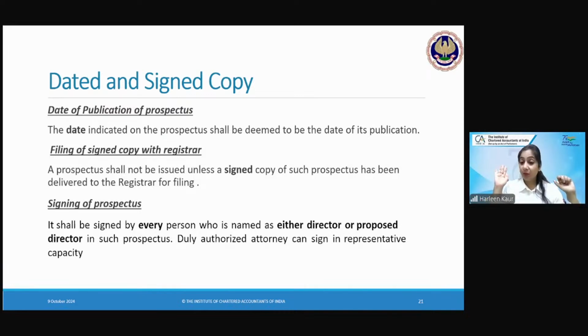Next question. There is a prospectus. All the contents as per section 26, subsection 1 have been included. That prospectus shall be signed by all the directors or majority of directors. A prospectus of a company shall be signed by all directors or majority of directors. Choose one. All directors. Very good. Along with the proposed directors.